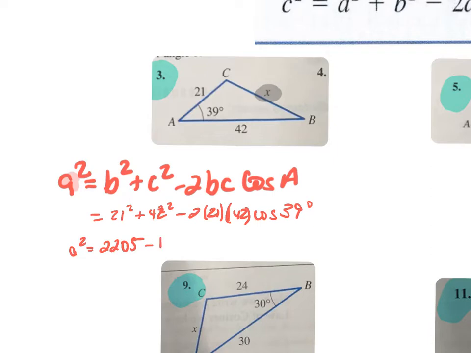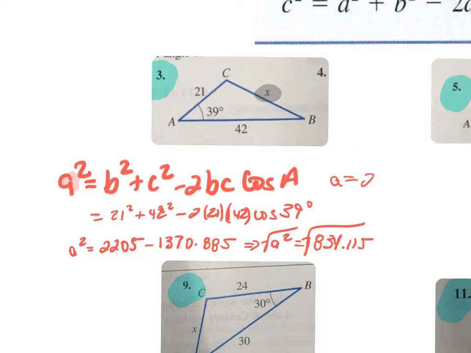That's going to give us about 1,370.885. So then I have a squared equals 2205 minus 1,370.885. I get about 834.115, and I want A by itself, so I'm going to take the square root of both sides. So I get A is approximately 28.88, so we'll say it's about 28.9.